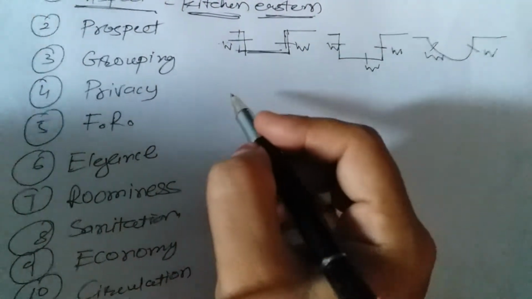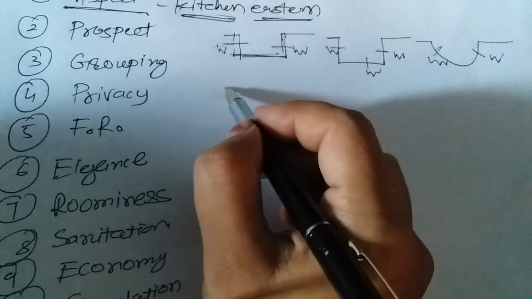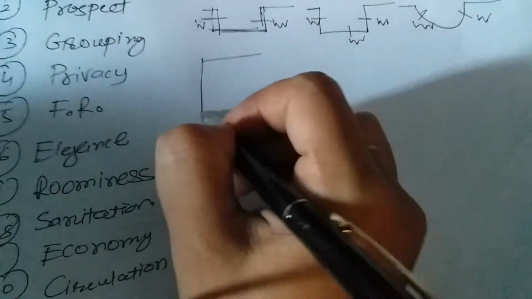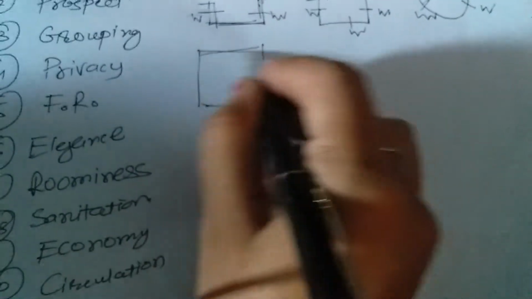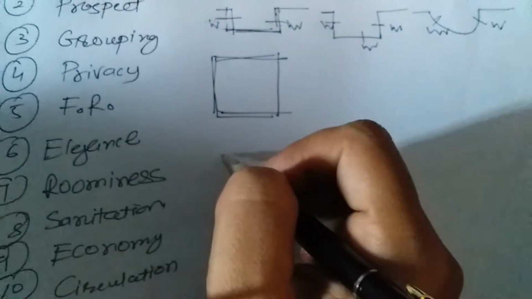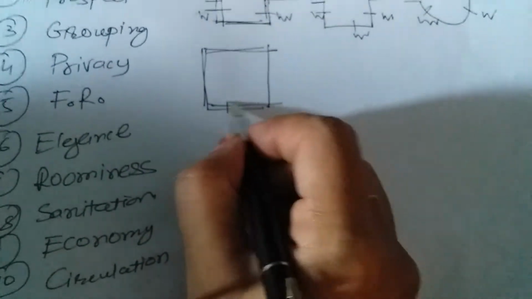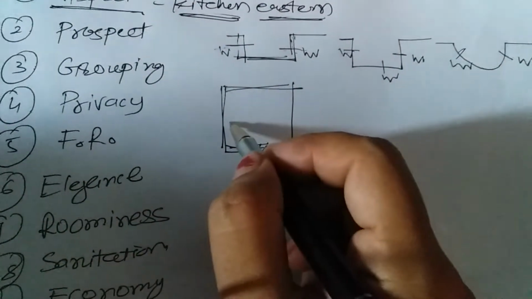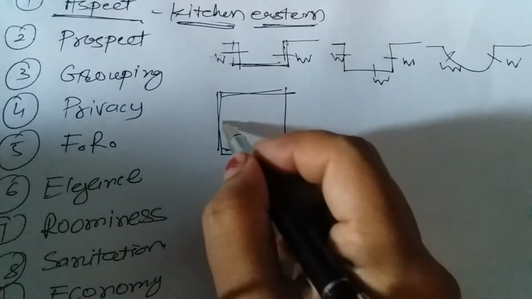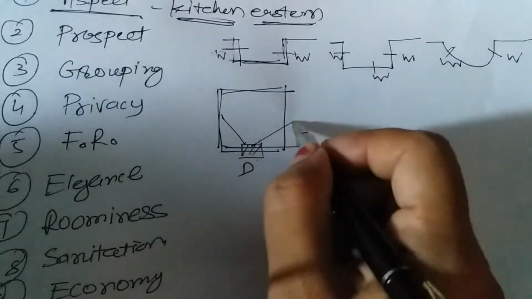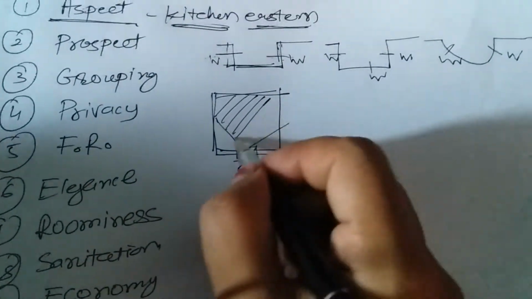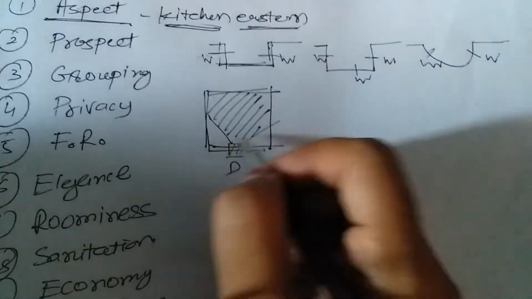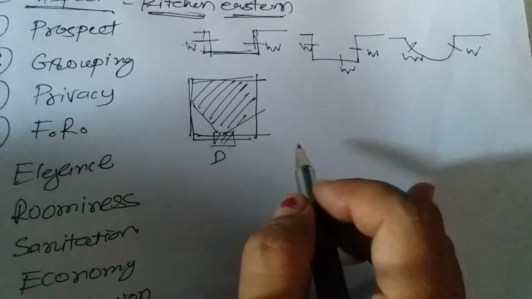So for example, if I take one room, you say this is the room. If I provide a door in this direction, okay, what happens, anyone can see, or you can say from here the exposed area is this. Okay, this is the exposed area. So privacy is very less in this type of door.